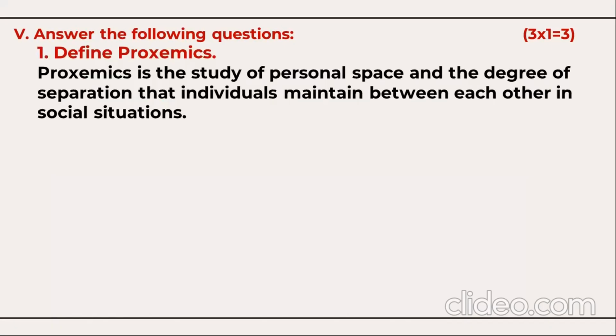Next question, 3 questions we have from the topic verbal and non-verbal communication. The question number 1: Define proxemics. What is the meaning of proxemics? Proxemics is the study of personal space and the degree of separation that individuals maintain between each other in social situations. Simple way, when two persons are talking, how much distance these two persons should have. So there are different distances. We have social distance, intimate distance, professional distance, that much distance should be there when we are talking to each other. So this is the meaning, and the technical word here is proxemics, the personal space, the distance and the degree of separation that individuals maintain between each other in social situations.